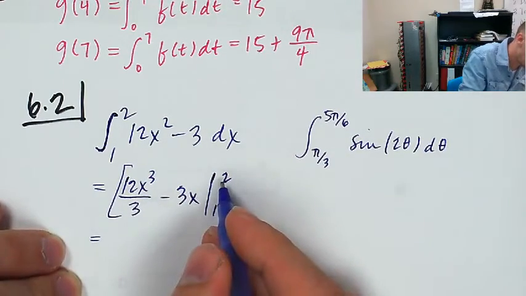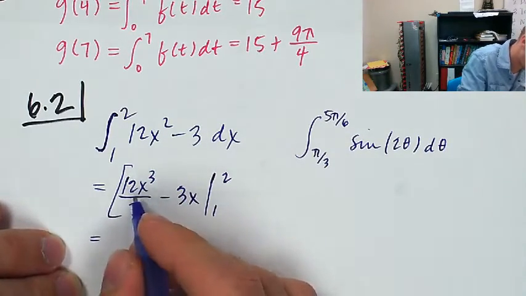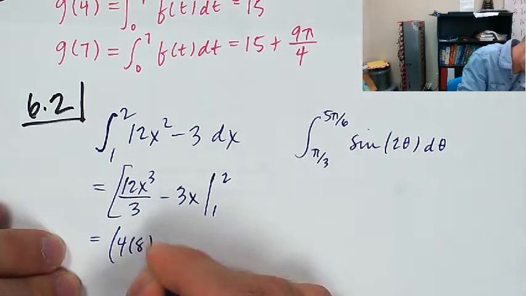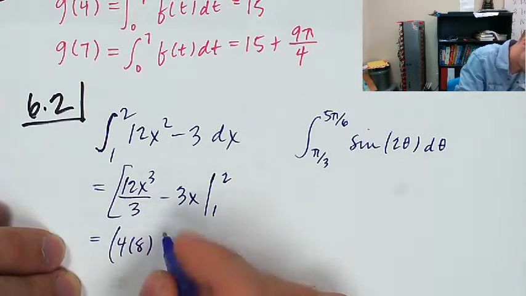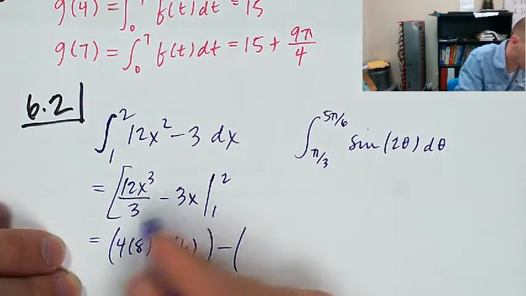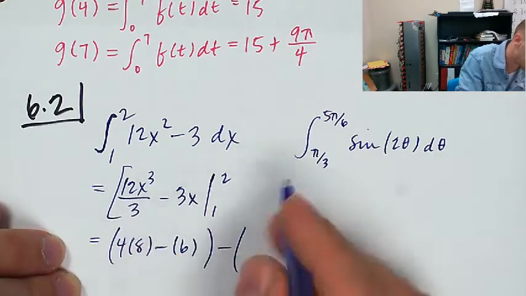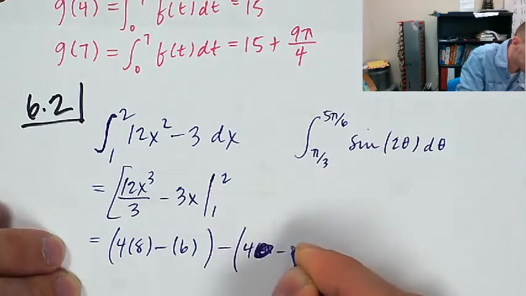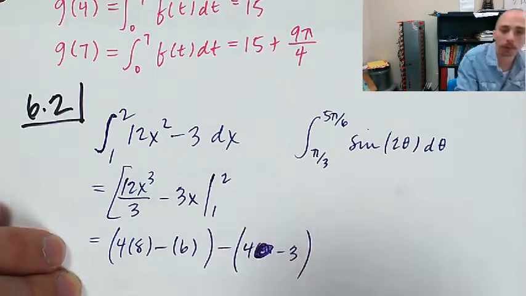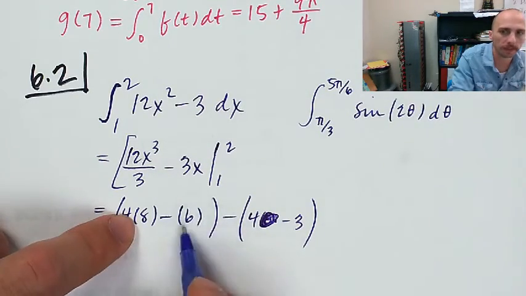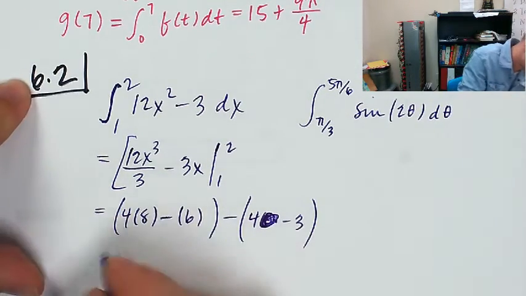And that would be, okay, 4x to the third is 4 times 2 to the third, which is 32. Minus 3 times 2 is 6. Minus, when I plug in 1, I'll get 4x to the third is 4, minus 3 when I plug in 1 for x there. So I've got 32 minus 6 is 26. Minus the 1 is going to be 25.